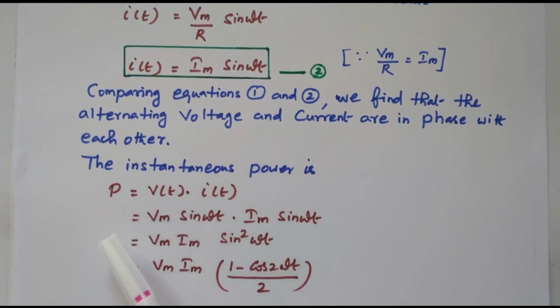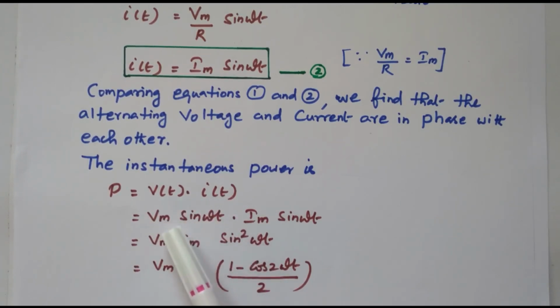So the instantaneous power means power at a given instant. Average power means considering the entire cycle. P equal to V of t into I of t. Power equals voltage into current. The formula is available.